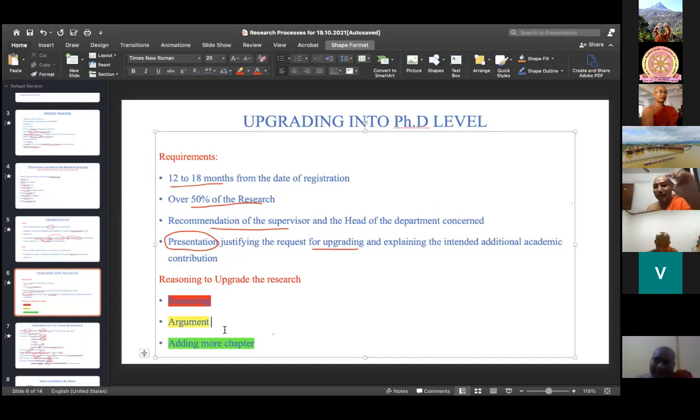But one of our professors suggested to me there is no need to put in more chapters. No need to add more chapters. You should solve your problems within the second chapter. That is enough. And there is an acceptable argument or acceptable reason for the PhD upgrade.